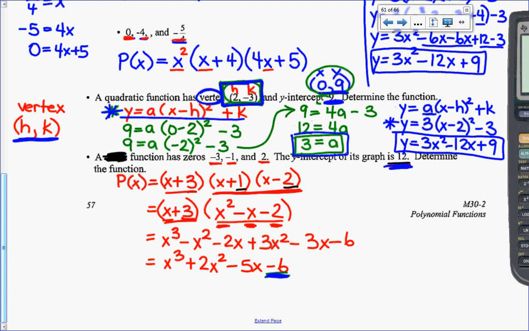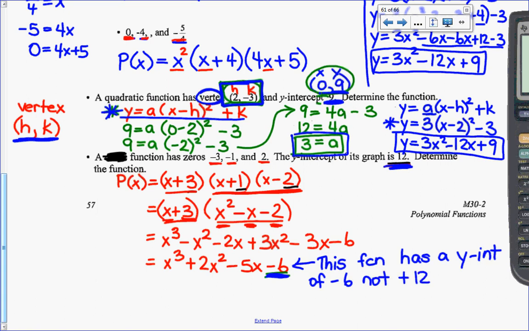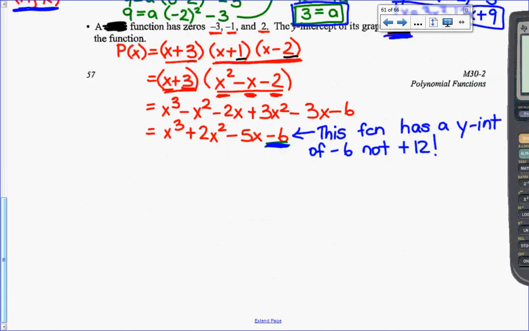Let's make a note to ourselves here. This function has a y-intercept of negative 6, not positive 12. How can I multiply by another 2? How can I double it?